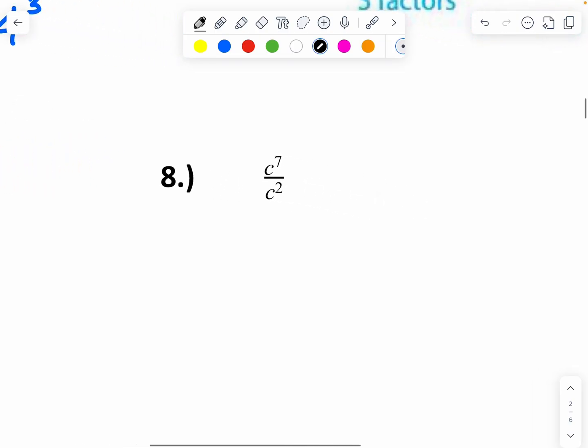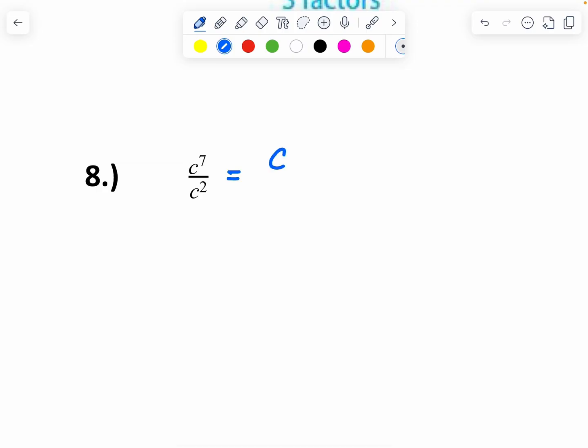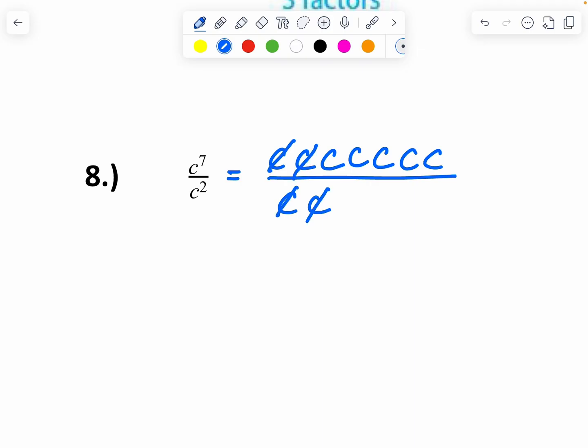Number 8. One more, expanding it out. That's C, 3, 4, 5, 6, 7, all over C. You cancel out the 2 C's on the top and the bottom, and you're left with C to the power of 5.